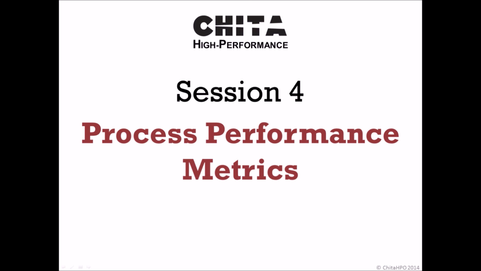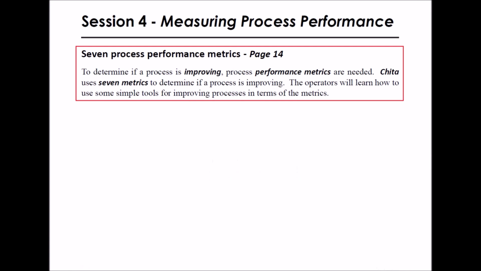Session 4. Measuring Process Performance. To determine if a process is improving, process performance metrics are needed. CHITA uses 7 metrics to determine if a process is improving. These 7 metrics provide the framework for CHITA. The operators will learn simple tools for improving processes in terms of these measurements.